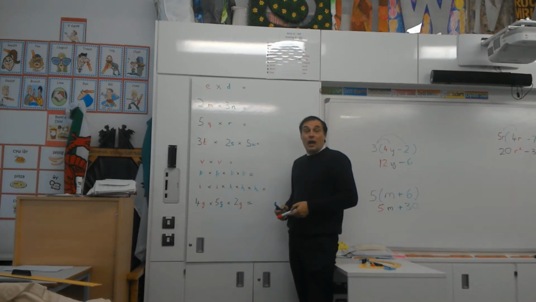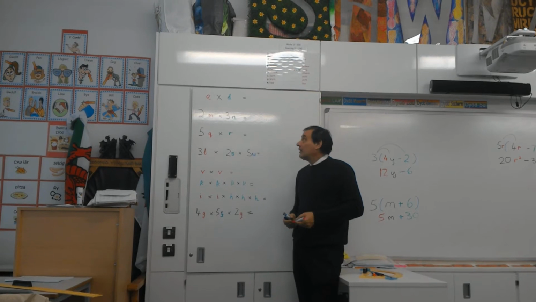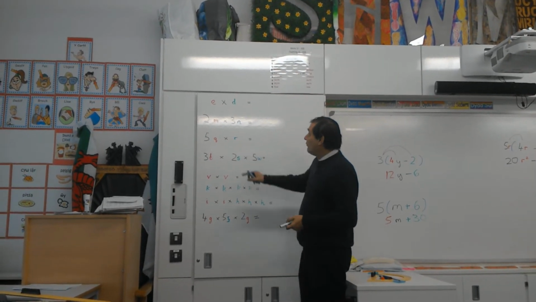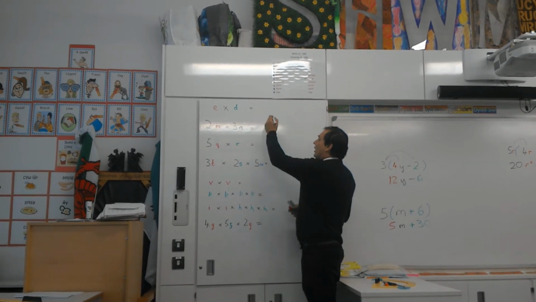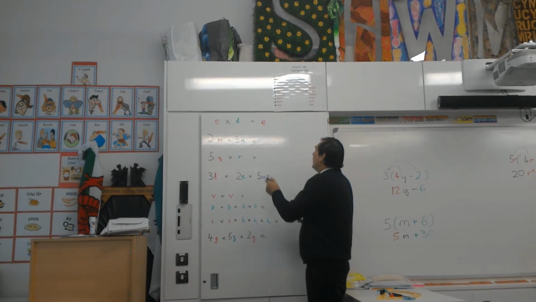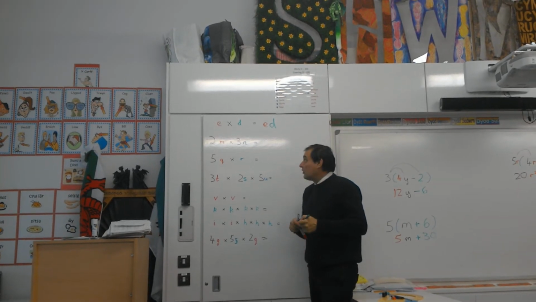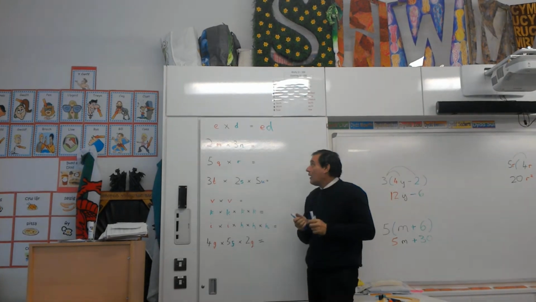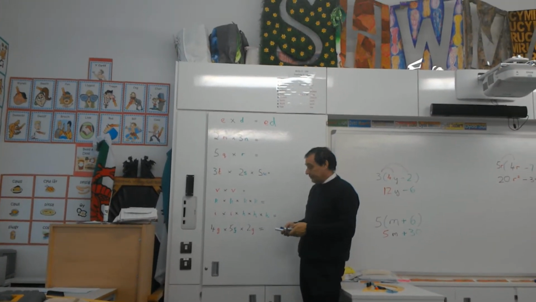Good afternoon. Today what we're going to be looking at is multiplying two terms together with algebra. If I've got E times D, the letter E times D, the answer will be ED. Because when I'm multiplying two things together in algebra, the multiplication sign just disappears, so we put the letters close together. If you see two letters next to each other, it means that they're multiplied.